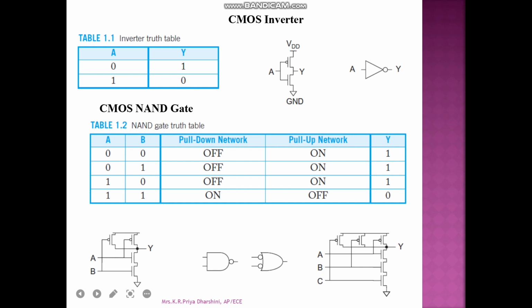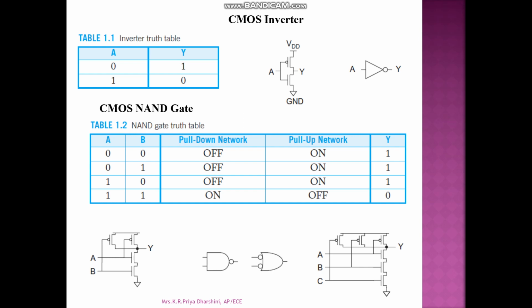When the input is changed to 0 and B is 1, the pull down network will be in the off condition and the pull up network will be in the on condition, for which the output Y will be 1. And for 1, 0, the pull down network will be in the off condition, the pull up network will be in the on condition, for which the output is 1.